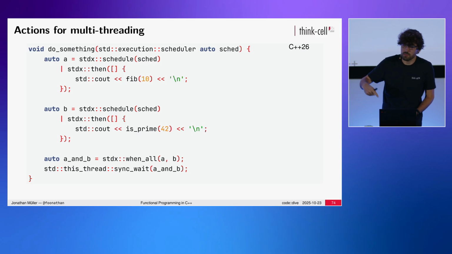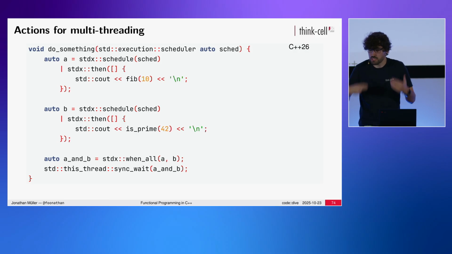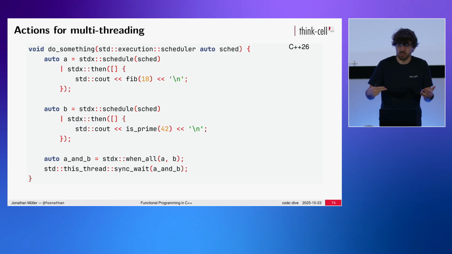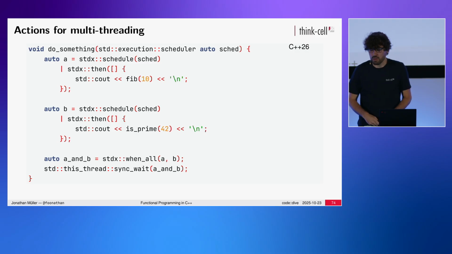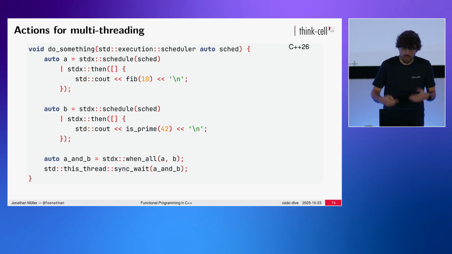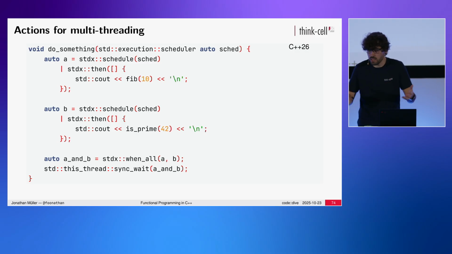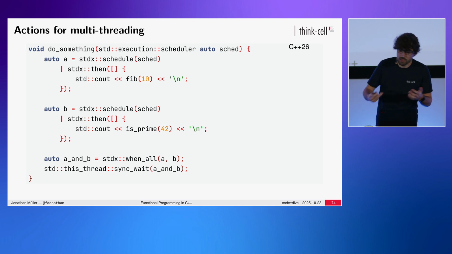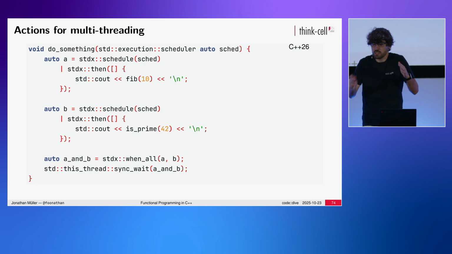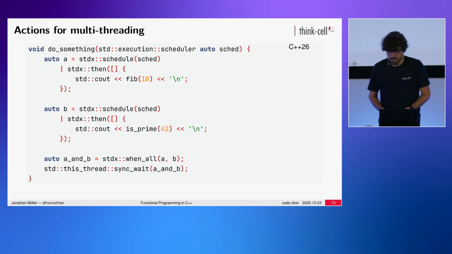Right? And this will request two threads from the thread pool and execute our two actions in parallel on it. Right? And this makes it really nice to parallelize work by just describing the actions and on which scheduler they're going to execute. Right?